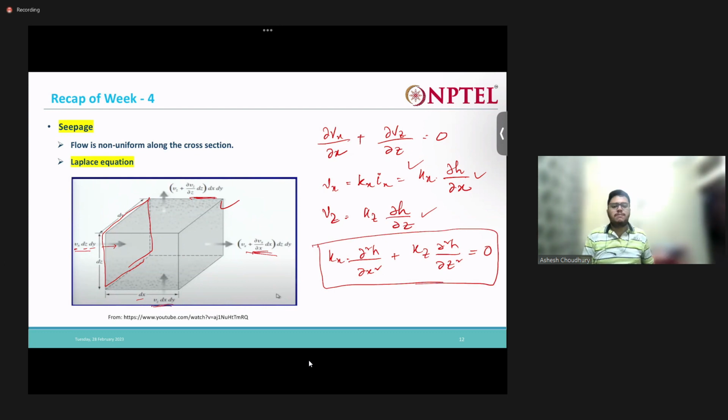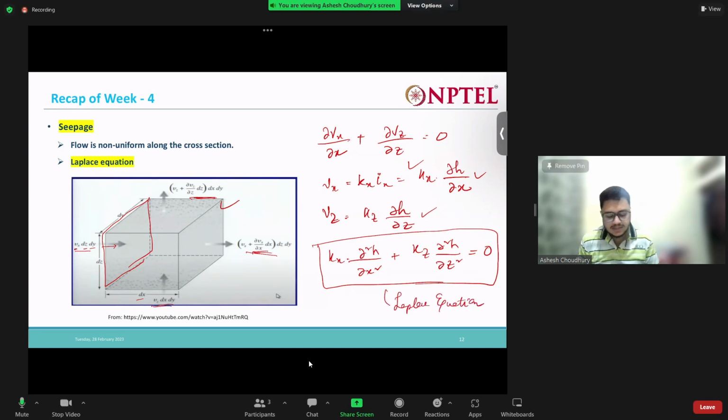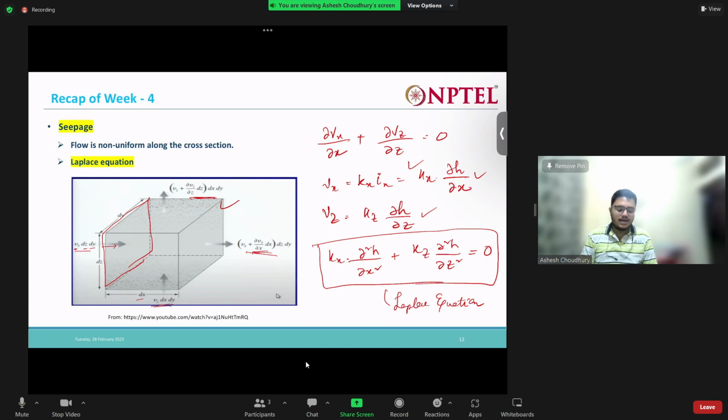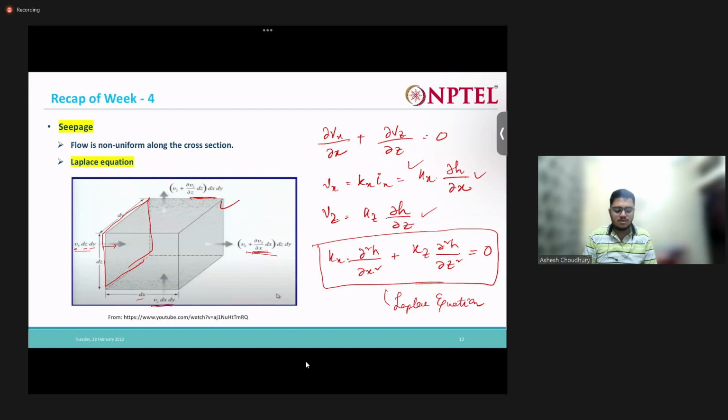So this is my Laplace equation. This is known as the Laplace equation when, if we consider a 2D soil mass, in my vertical and horizontal directions my hydraulic conductivities are different. In the horizontal it is kx, and in the vertical direction it's kz. So the hydraulic conductivities are actually different, so the flow is anisotropic.